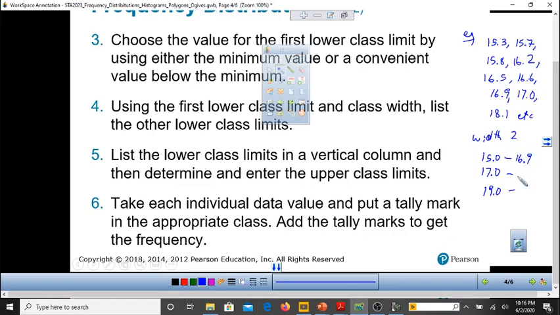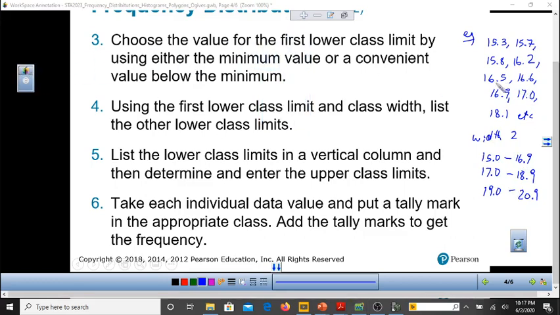And then to get my next upper limit, I just add 2 to that, and that will be 18.9. And then my next limit would be 20.9, etc. And then I can proceed with my values for my distribution from there.